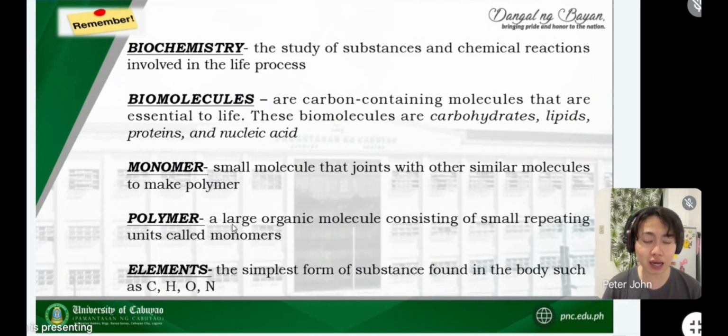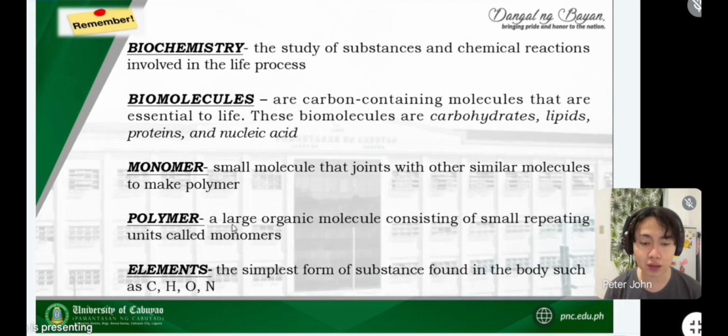Next, we have biomolecules. As I said earlier, biomolecules are molecules that are essential to life. These biomolecules are carbohydrates, lipids, proteins, and nucleic acid. Here, we specify organic. But for the others, later, we will also discuss inorganic briefly.